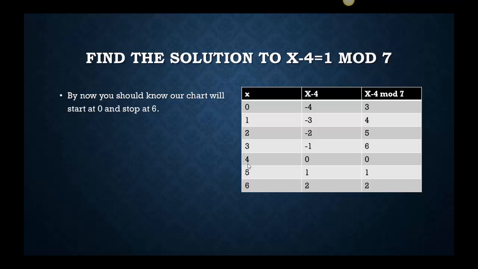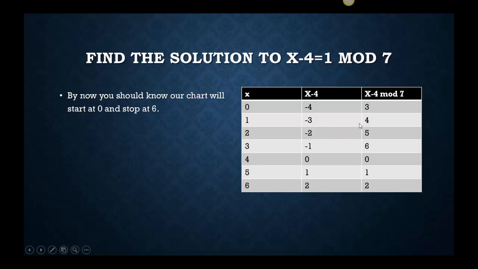This time I'm subtracting 4, and I did this so that we could go with what happens with negative numbers. All right, so I have 0 minus 4 is negative 4. 1 minus 4, negative 3. 2 minus 4, negative 2. 3 minus 4, negative 1. 4 minus 4 is 0. 5 minus 4 is 1. And then 6 minus 4 is 2. All right, so we did our x's. We subtracted the 4. Now we're ready to talk about the mods.